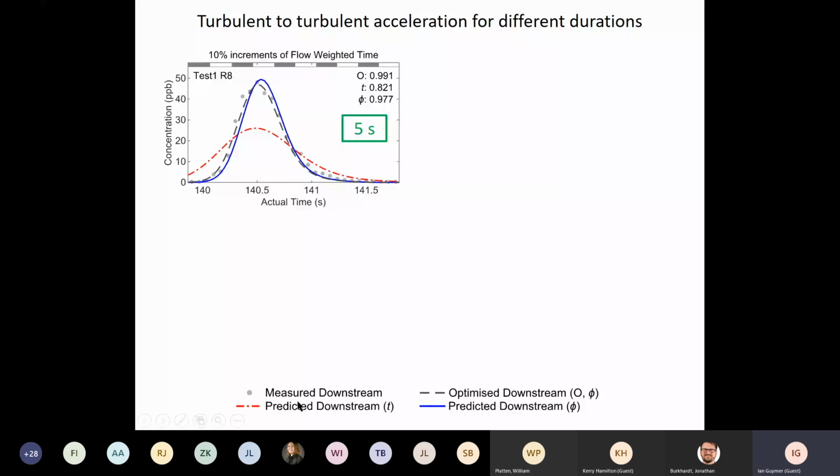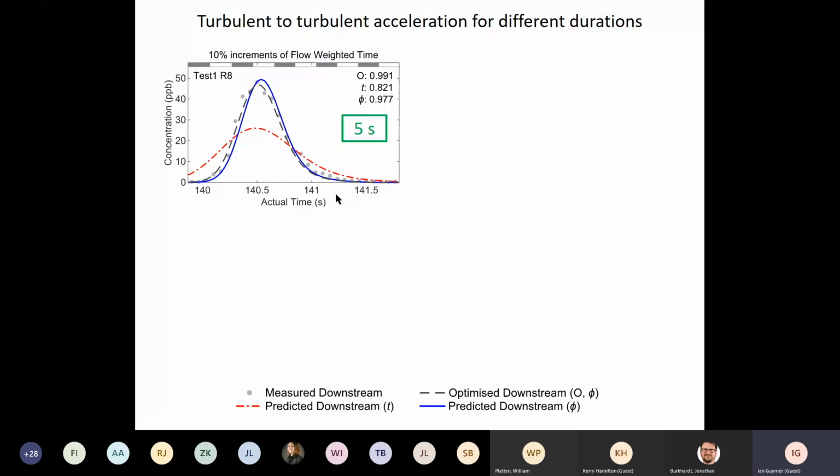If we look at making a prediction at this site, if we don't do it in flow weighted time, if we do it in normal time, then we obtain a distribution, even using the best estimate of dispersion coefficient that we can get. We overestimate the dispersion because we're not accounting for the acceleration. Whereas if we do it in predicted downstream with the flow weighted time, the blue curve, it's a much better representation of what was observed.